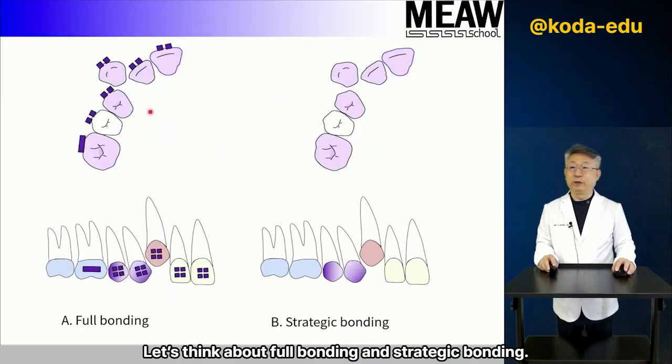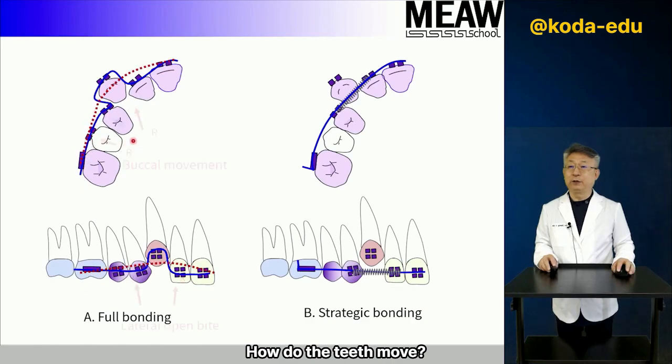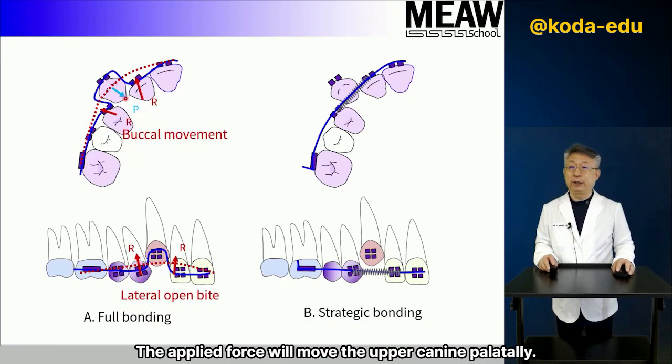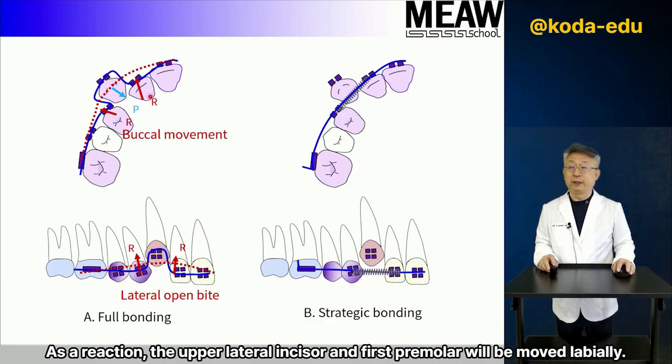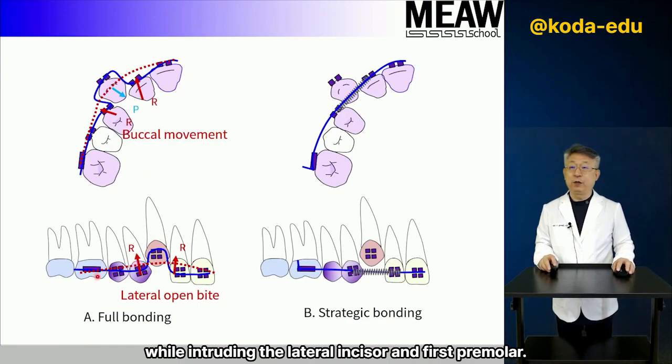Let's think about full bonding and strategic bonding. In full bonding, super-elastic archwires are generally used. How do the teeth move? The applied force will move the upper canine palatally. As a reaction, the upper lateral incisor and first premolar will be moved labially. When viewed from the side, the force will extrude the upper canine, while intruding the lateral incisor and first premolar. As a result, there is a high chance of lateral open bite.